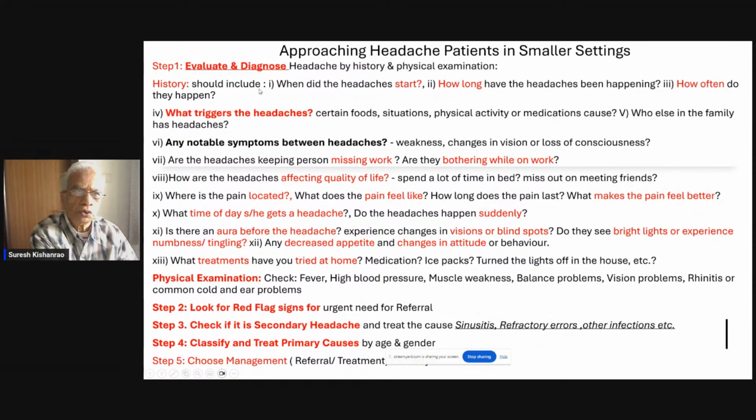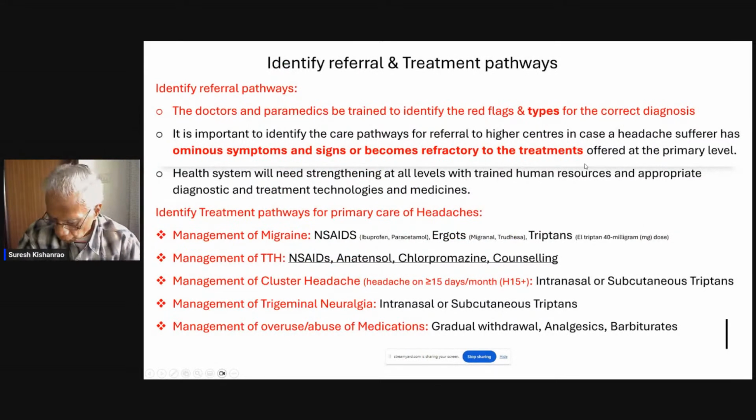So these are what you do in step one. Here you have to evaluate and diagnose with basic questions like when did it start, how long has it been there, how often do you get such a headache. Then what are the triggers? When do they get the headache? Maybe by eating some foods or in certain situations, tensions in the office, for school children not doing homework, or refractive errors of the eyes, etc. So you need to find what triggers the headache, and if there is any family history of headaches. Sometimes these headaches are familial also.